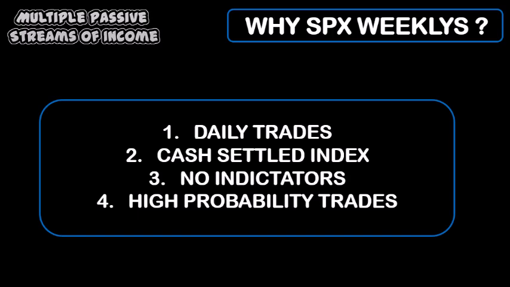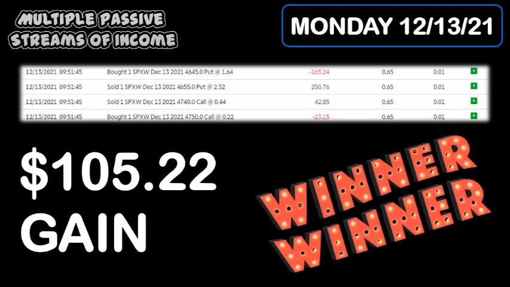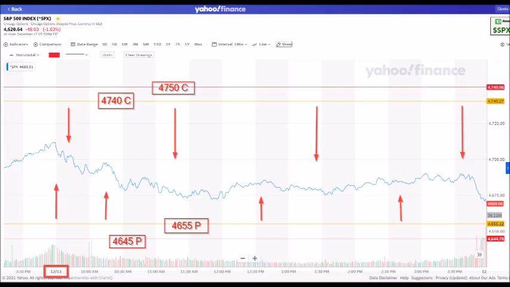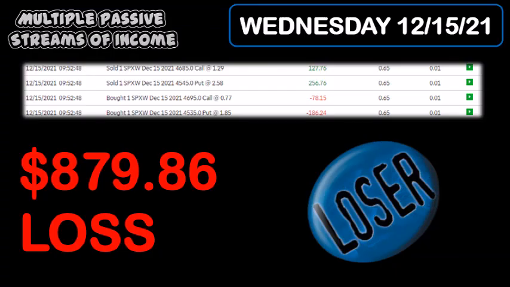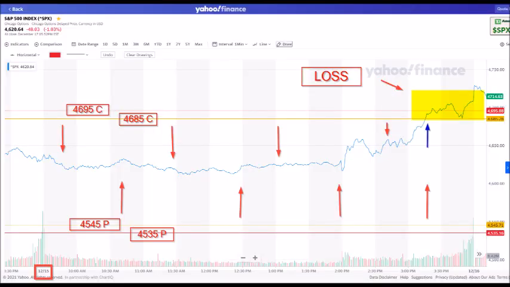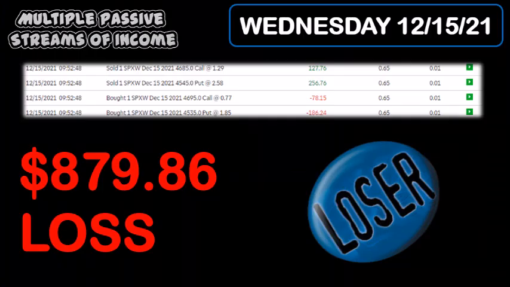And Monday we had a gain of $105.22. And I'm saying all of the gains and losses with all of the fees calculated inside the amounts that I'm saying. But even though we had that gain on Monday, we had a loss on Wednesday. Yikes. And it turned out to be $879.86, which sucks. Now, of course, I hope the loss wouldn't have happened so quickly, but it did. And that's the reality of trading.